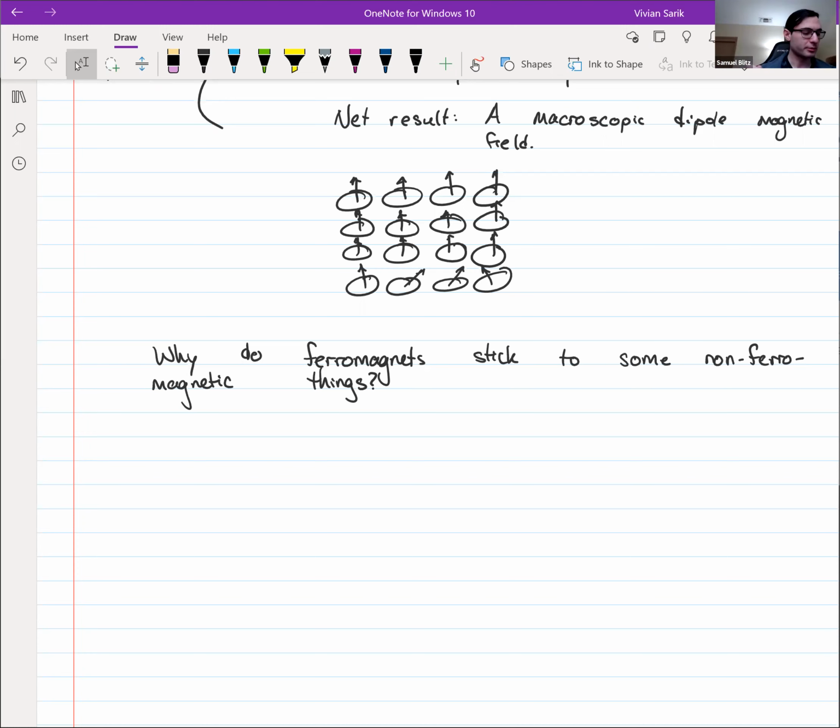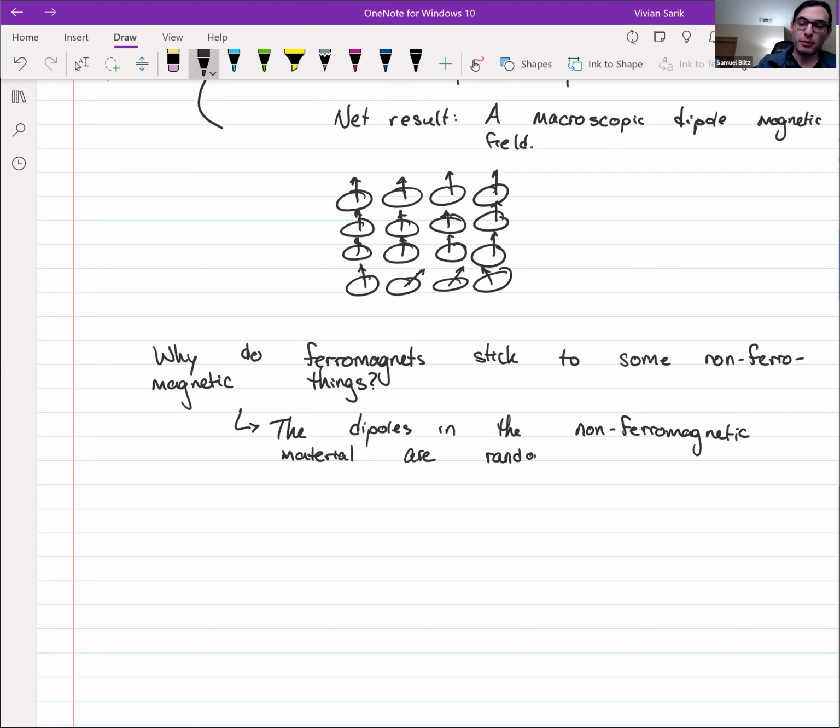So what happens is that the dipoles in the non-ferromagnetic material, like when you stick a magnet to a refrigerator even though your refrigerator is not magnetic, are random, and hence you don't get a magnetic field. But they're free to move, or free to rotate.